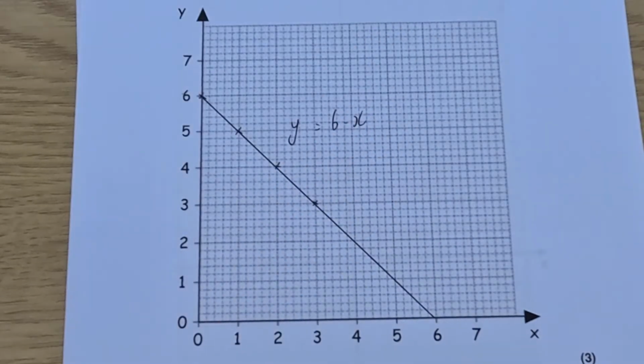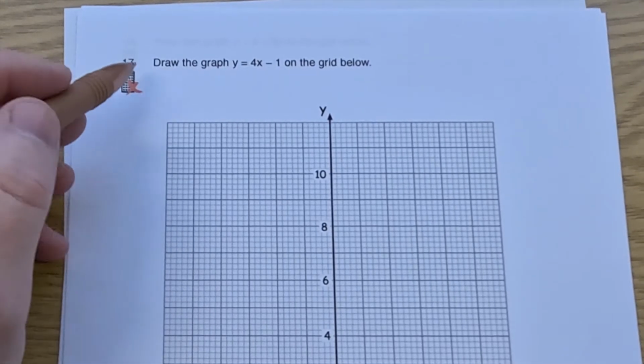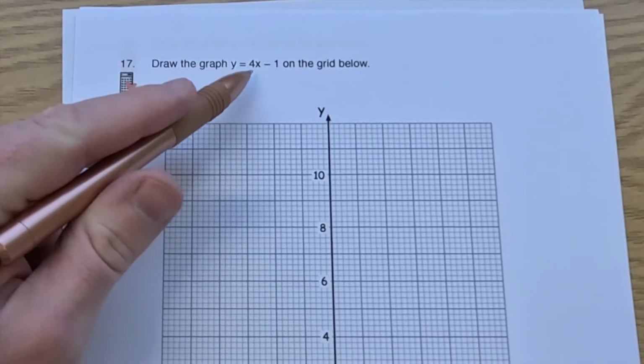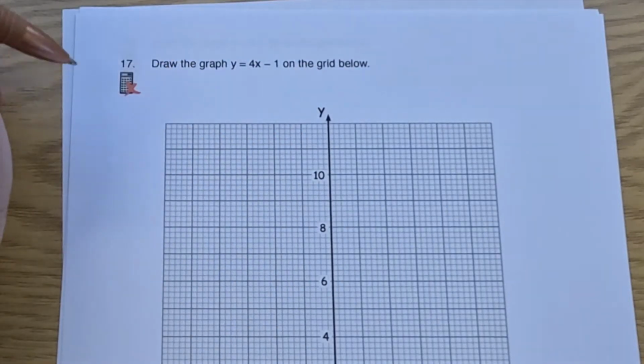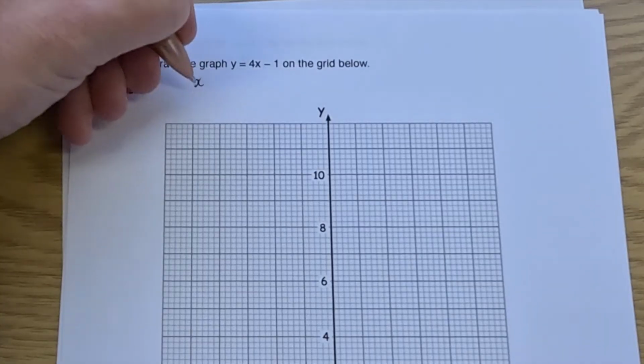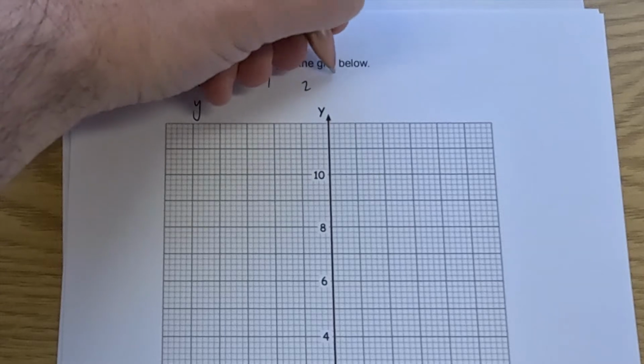Okay, let's look at our next question, question number 17. It says, draw the graph of y equals 4x minus 1 on the grid below. So we want to draw the graph of y equals 4x minus 1. Let's make a little xy table, x and y, and let's choose some values of x, such as 0, 1, 2, 3.